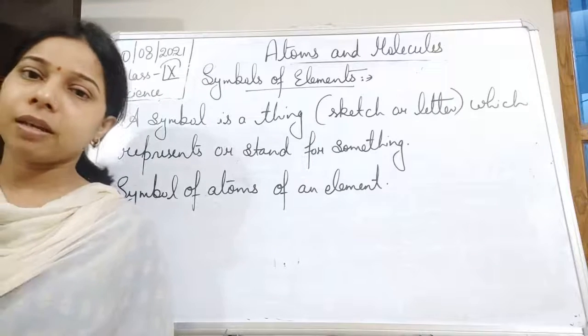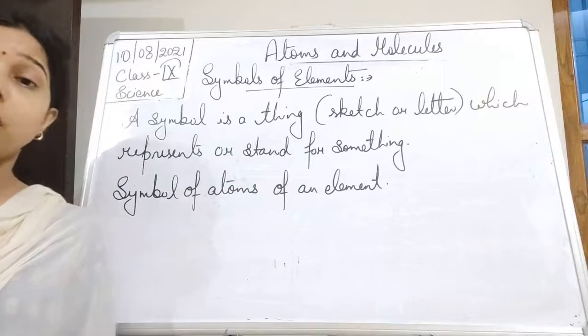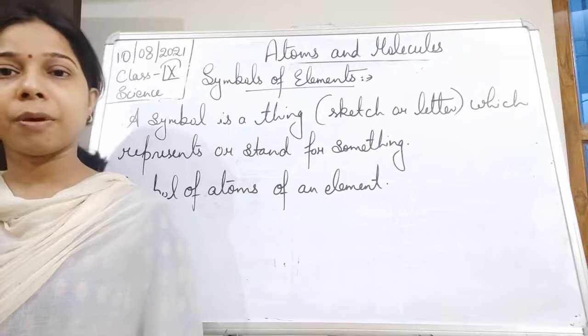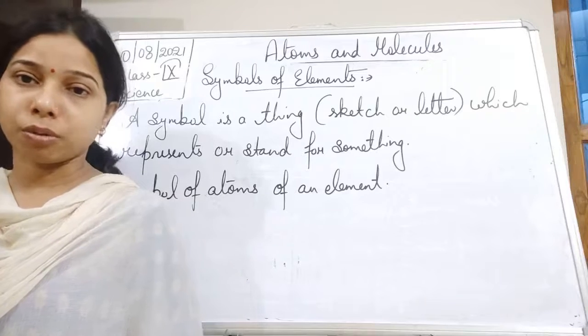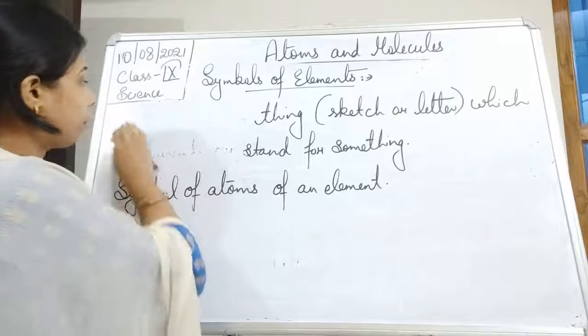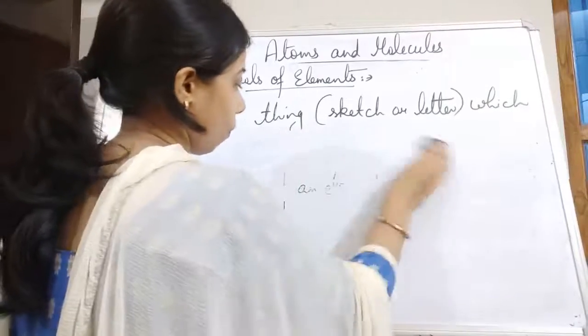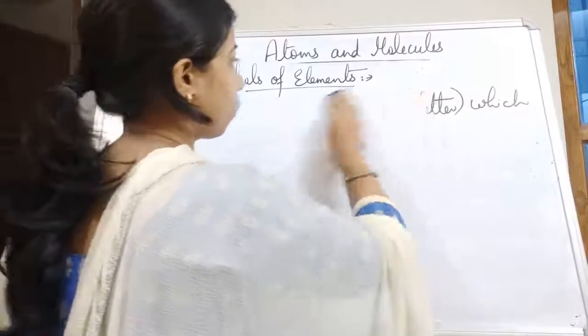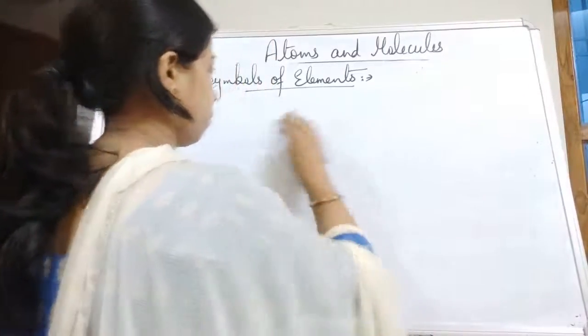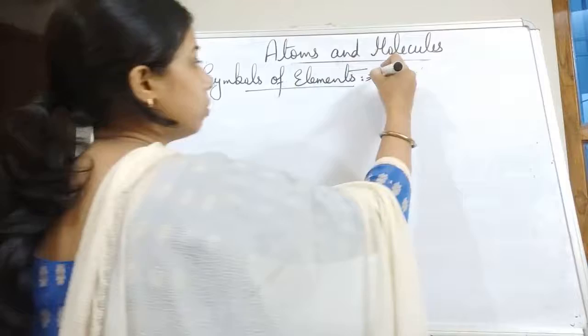J.J. Berzelius gave a method by which we can find the symbol, and later on the modern symbol of the element is also there. So let us see the first one, that is Dalton symbol of element. That is Dalton symbol.